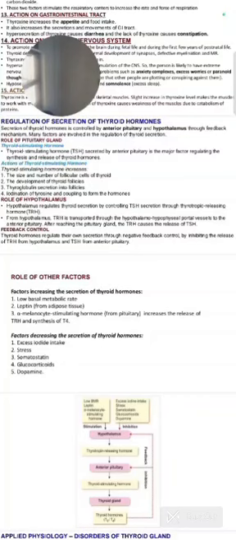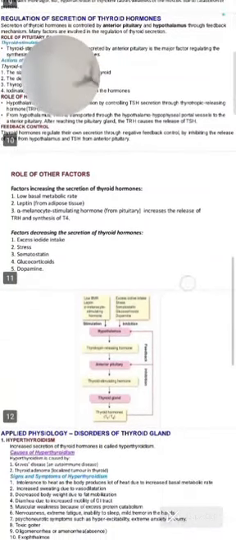And the next is feedback control. The thyroid hormones regulate their own secretion through negative feedback. So the hormones themselves control the secretion by inhibiting the release of thyrotropin releasing hormone from the hypothalamus as well as thyroid stimulating hormone from the anterior pituitary. So you can see this chart.